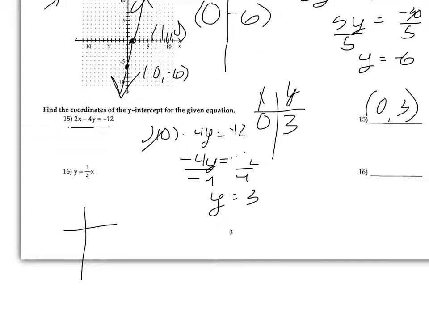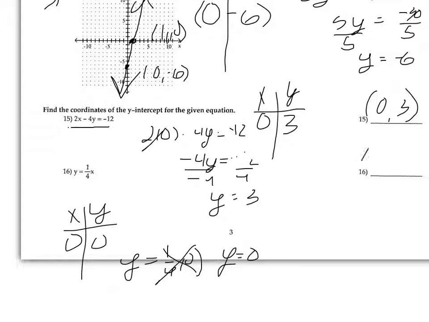Number 16, once again, to find our y-intercept, we plug 0 in for x. y equals 1/4 times 0. Well, 1/4 times 0 is 0, so we get y equals 0. So this goes through the origin, that point 0, 0. So it's both an x-intercept and a y-intercept. So that's this page. See you on the next page.